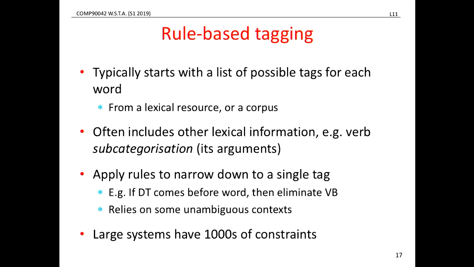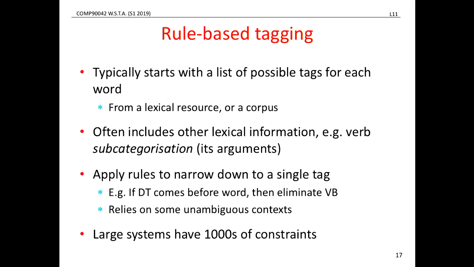We may include other information, so we might say that this word is a particle that interacts with this verb in particular. So up is part of ring up, so we might have this information in the lexical resource as well. So once we have this lexical resource, now we're going to apply this to words in context. And we'll look to see what their possible labels are.